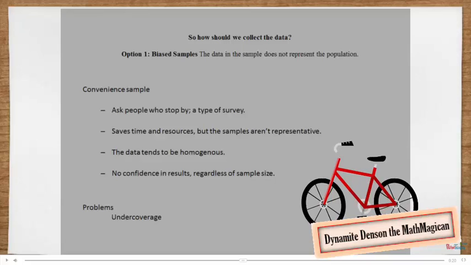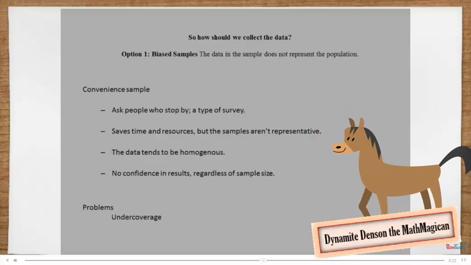The third type of data collection that can produce a biased sample is a convenience sample. Many of us are guilty of using this method of data collection. We ask people who stop by. We just ask people we know. We look around and notice what we can observe. Convenience samples save time and resources, but the samples are neither random nor representative of the population.